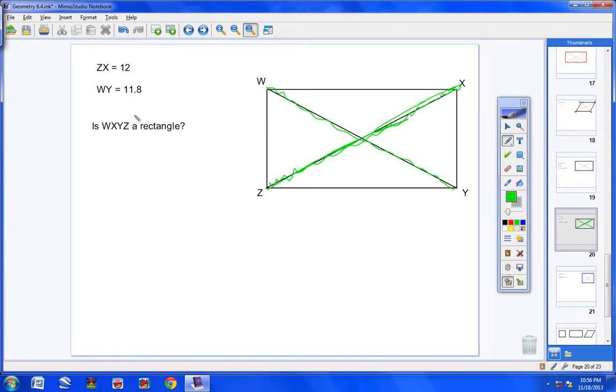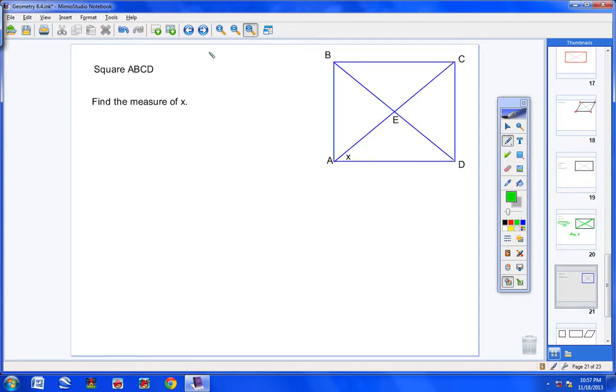So is this quadrilateral a rectangle? Well, remember, if we have a rectangle, then the diagonals are congruent. And are these diagonals congruent? No, not at all. So this is not a rectangle. All right, let's take a look at one more problem, and then a couple of notes, and we'll be done.